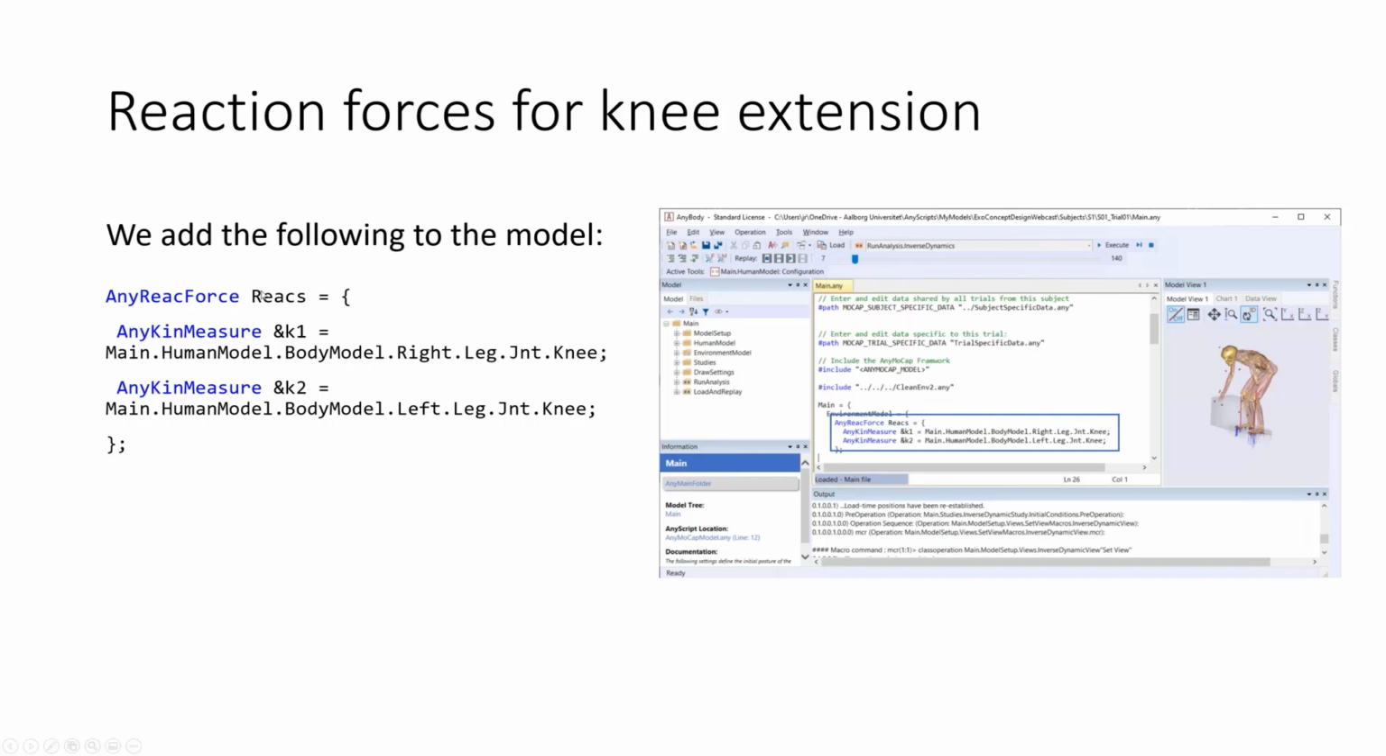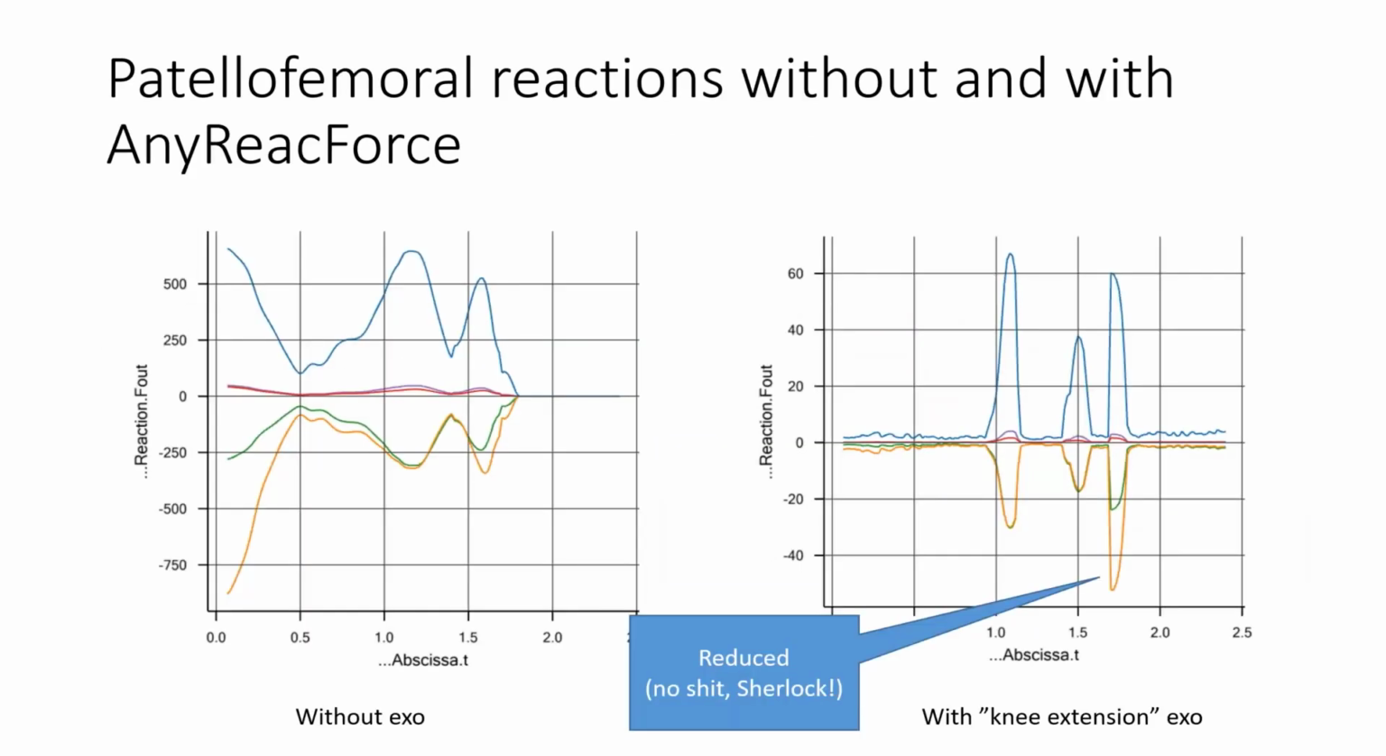So I'm defining an any react force, and inside the any react force, I'm simply pointing to the two knees, the left knee and the right knee. And this means that now there will be a perfectly controlled motor that will help doing the knee extension. And then I can do the analysis again, exactly the same motion as I had before, exactly the same loads, except that now I have an idealized motor that comes from an exoskeleton that might be in our future, which we have added to the model.